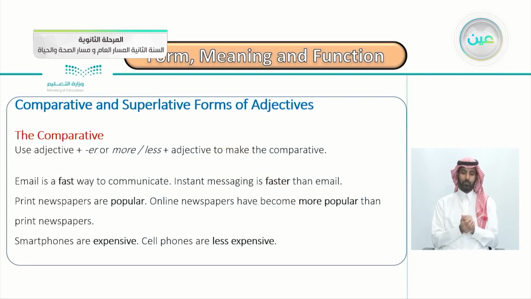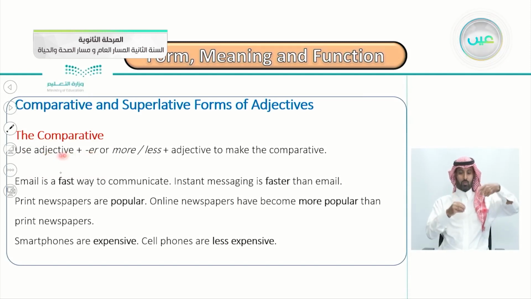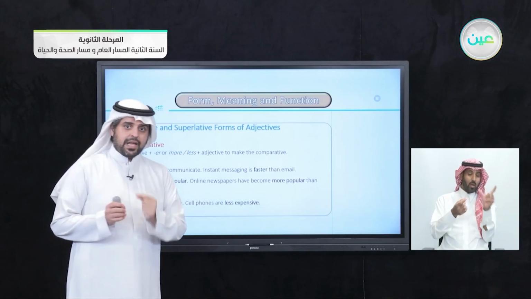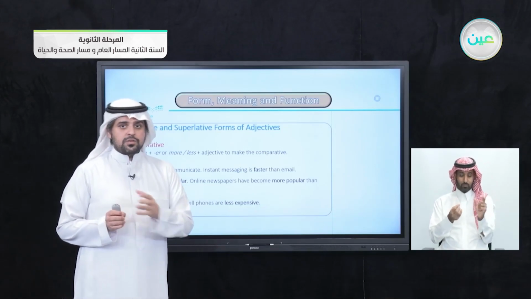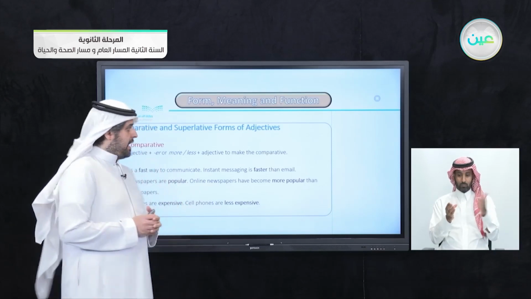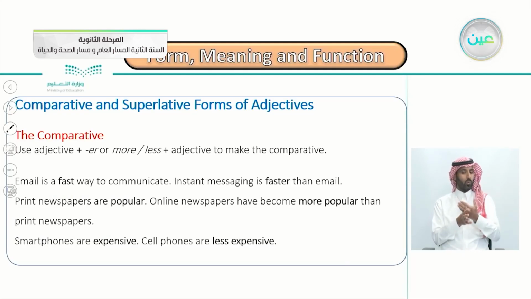The comparative. Here, we use the adjective plus er, or more or less plus the adjective to make the comparative. So we have two kinds here. We can take the adjective and add the letters er, or use more or less, then we write the adjective. Why? To make the comparison, to make the comparative.